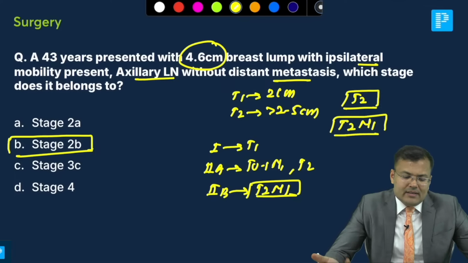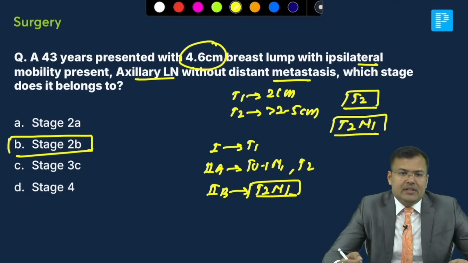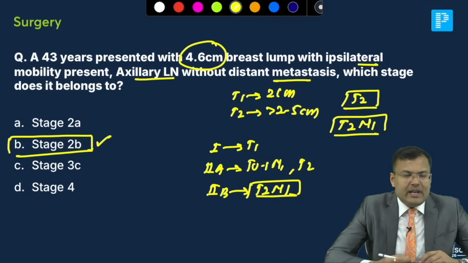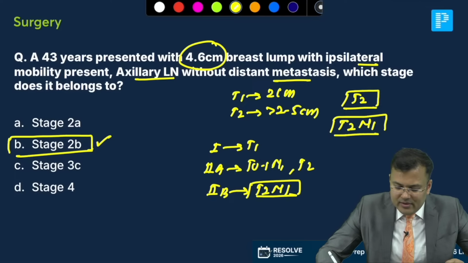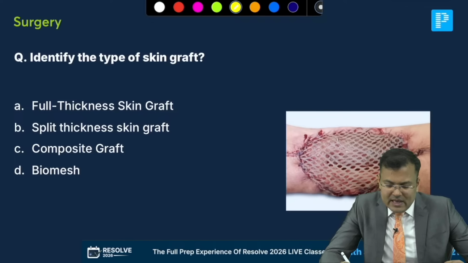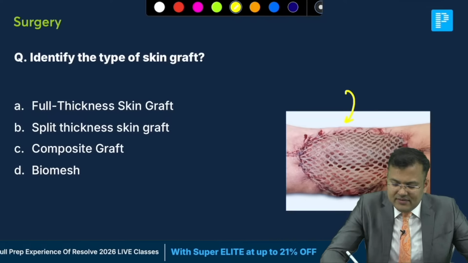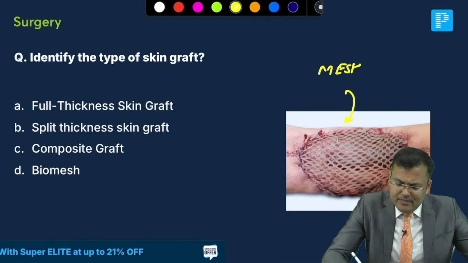Same side lymph node, yes. So it is stage 2B, stage 2B. So correct answer is option B, that is stage 2B. Okay. Next, identify the type of skin graft. You can see the meshing in the graft. So guys, this is the meshing in the graft.